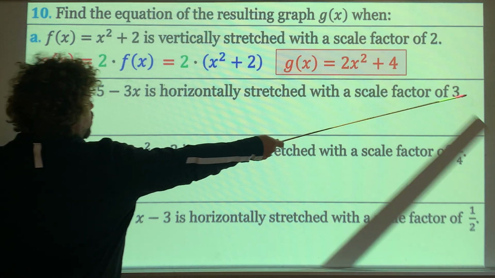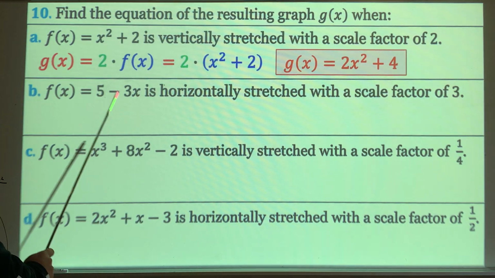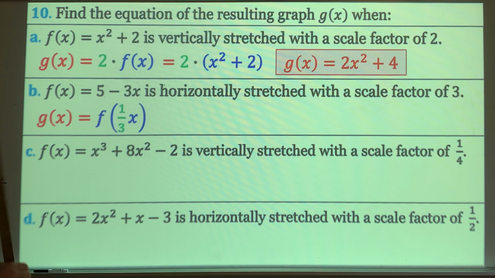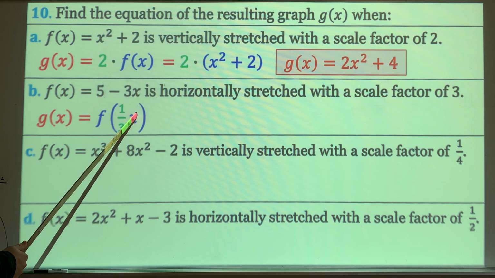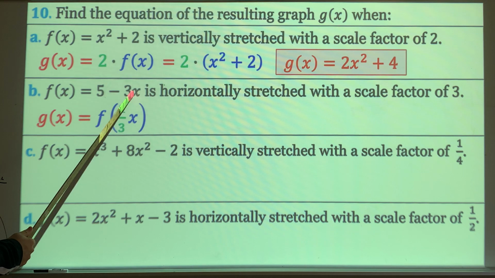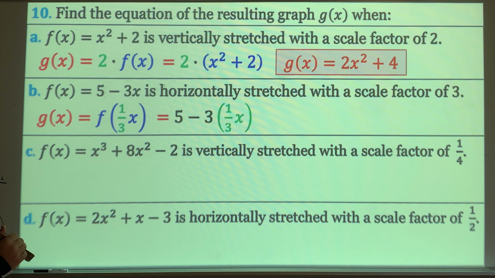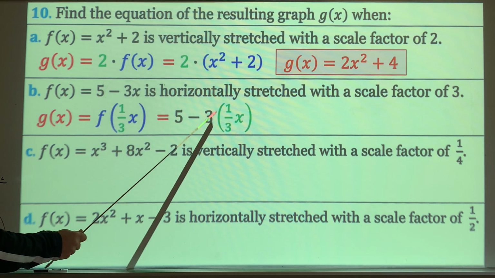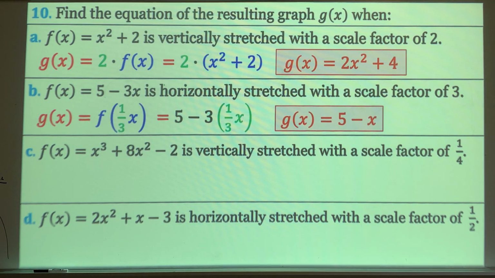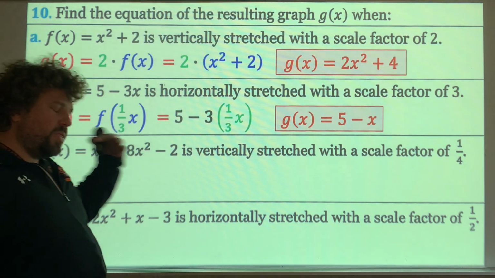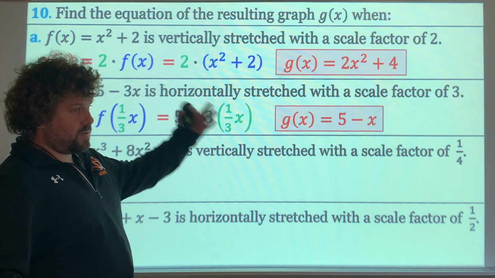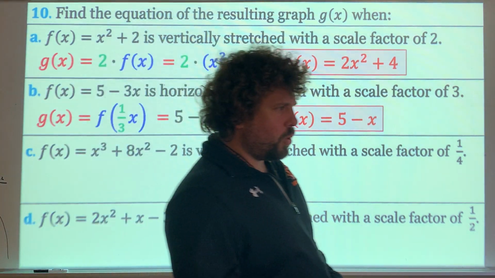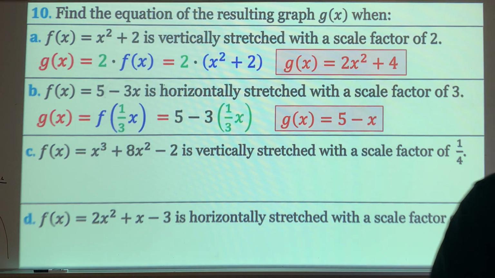Horizontally is 1 over the scale factor, so you're going to multiply by 1/3, and you're just multiplying it by this x. So f of 1/3 x, so 5 minus 3 times 1/3 x. 1/3 of 3 is 1, so 5 minus 3 over 3x, or 5 minus 1 over 1x, or 5 minus x. Whew. Ready for the next one? Of course you are.